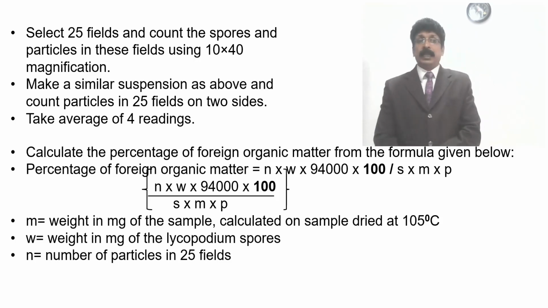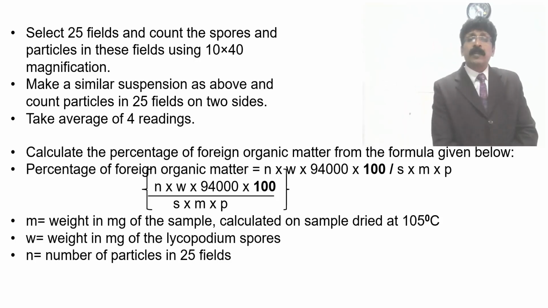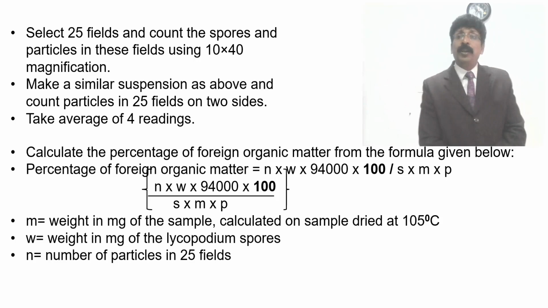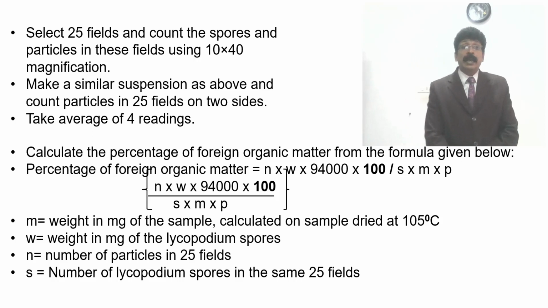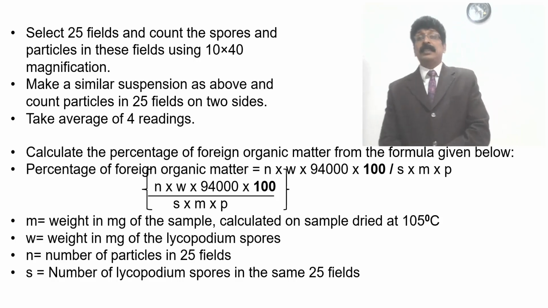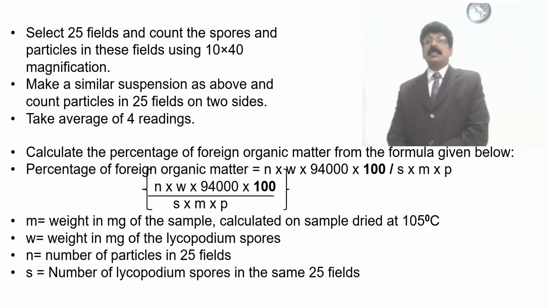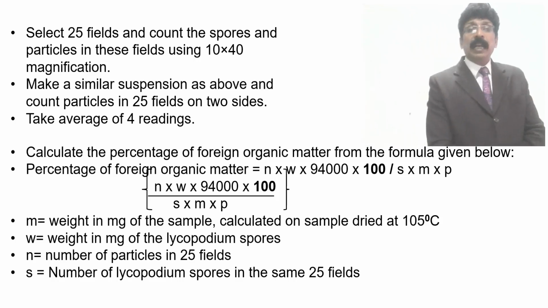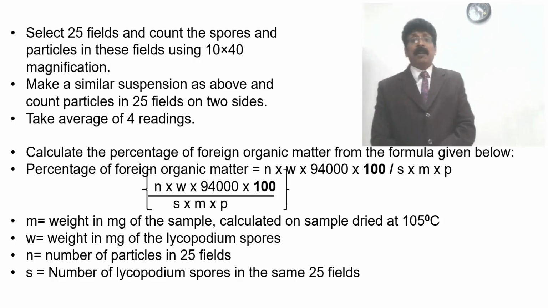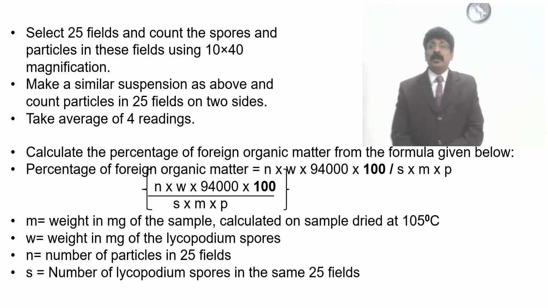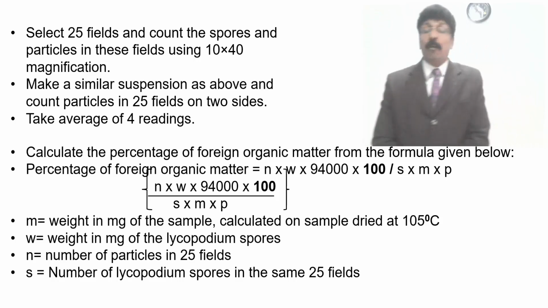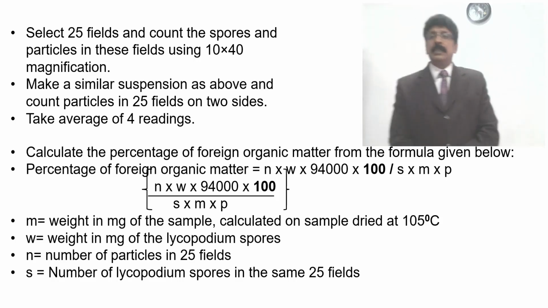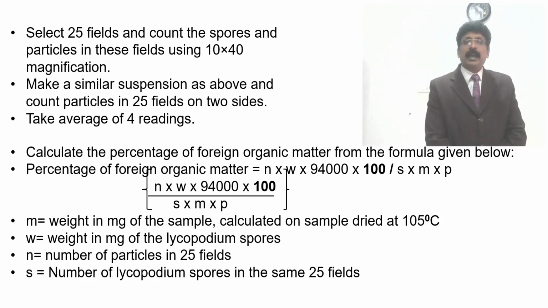N is equal to the number of particles in 25 fields which you have calculated. Number of particles, not Lycopodium. N is equal to number of particles. If it is ginger, number of ginger particles. If it is starch, number of starch particles. Like that, number of particles. S means number of Lycopodium spores in the same 25 fields. So you have to count the Lycopodium spores, and also the other material which you are determining in this experiment should be counted.